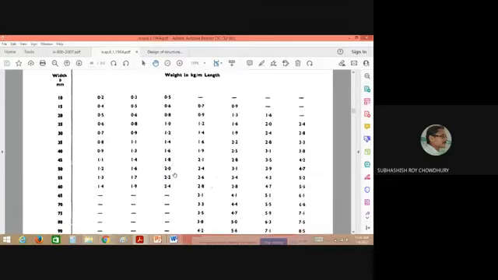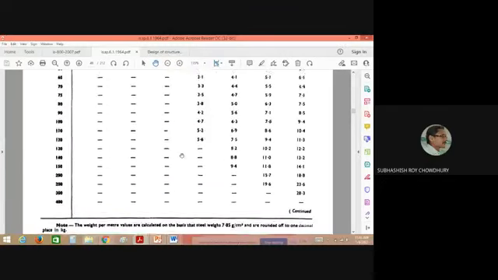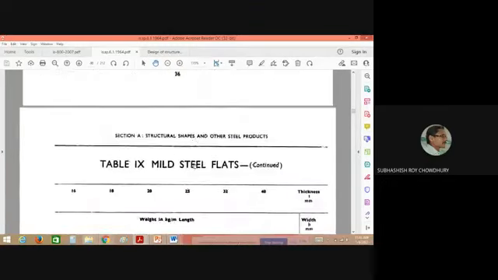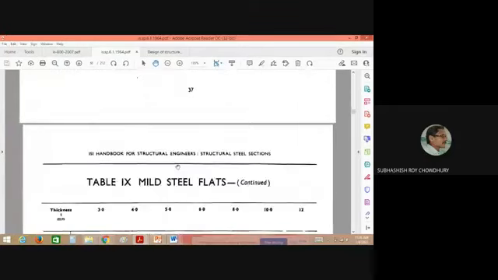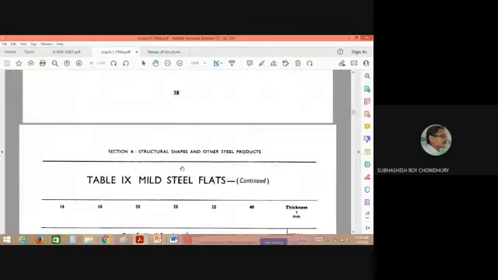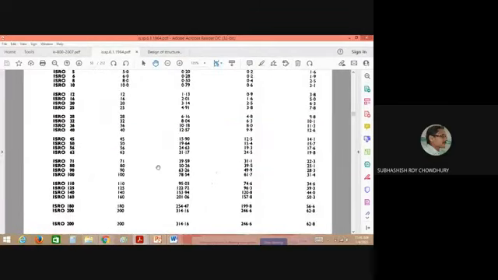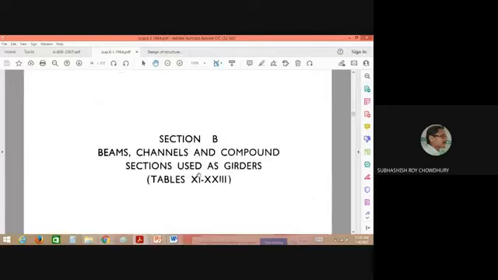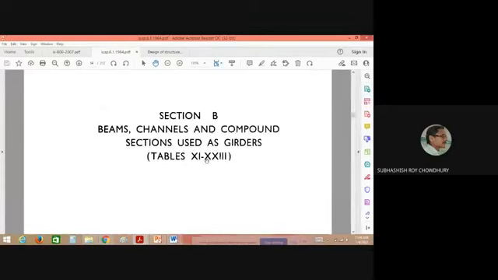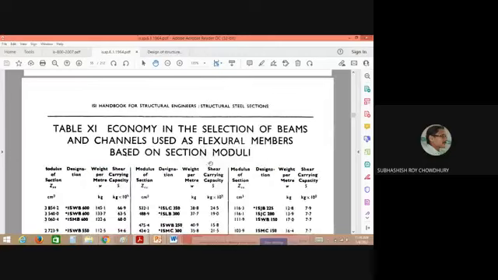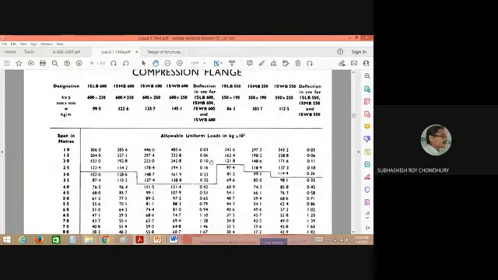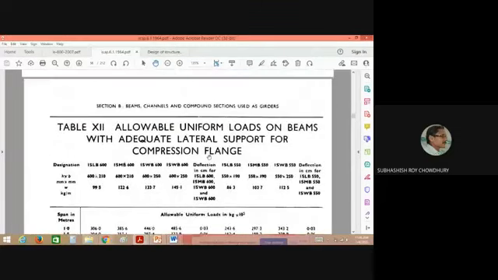These flats are also used for some purposes in the steel structure, so you should remember this. The flats may be required in different steps of steel design. Now the bars are there, and some other things are there. I am not entering into the entire SP6 handbook at this moment. I am just giving you some idea from which you will understand how the steel sections are used in the construction of steel structure.